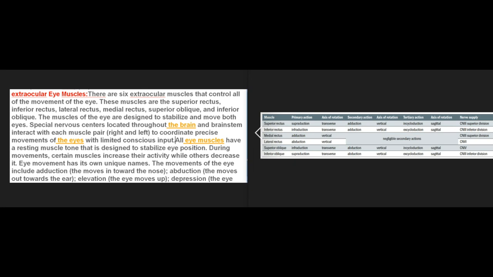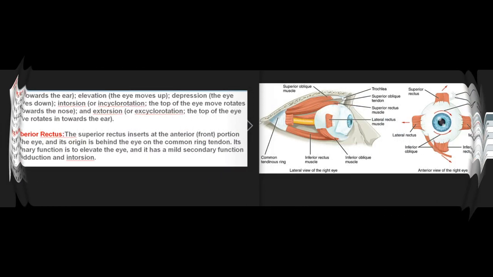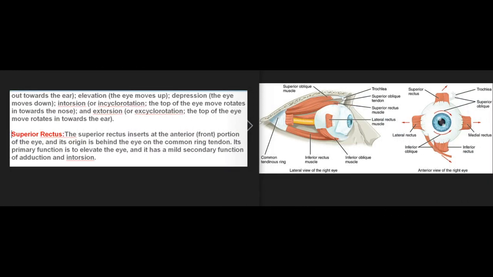The movements of the eye include adduction, the eye moves in toward the nose; abduction, the eye moves out towards the ear; elevation, the eye moves up; depression, the eye moves down; intorsion, or incyclotorsion, the top of the eye rotates in towards the nose; and extorsion, or excyclotorsion, the top of the eye rotates out towards the ear.